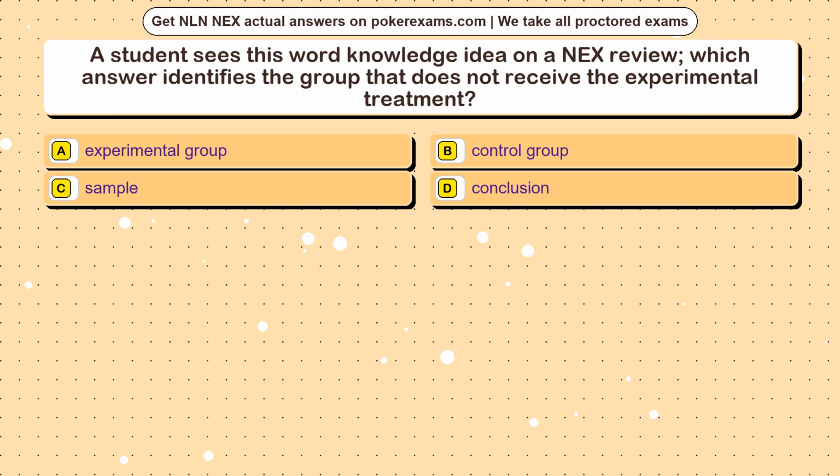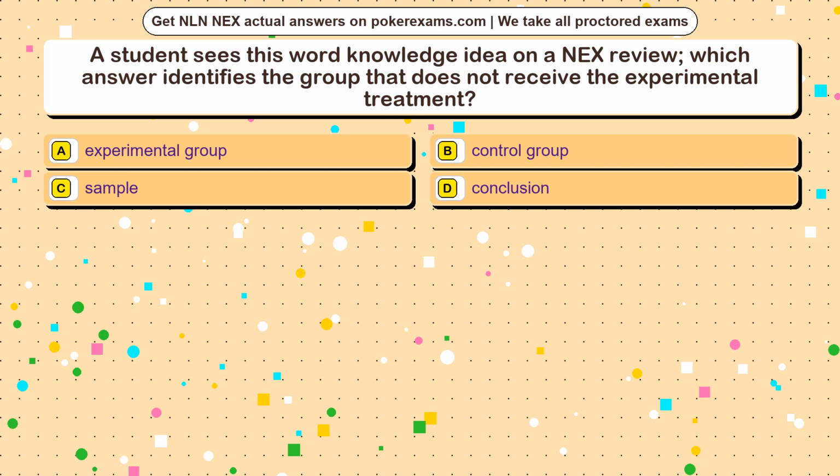Question 10. A student sees this word knowledge idea on a NEX review. Which answer identifies the group that does not receive the experimental treatment? Option A, experimental group. Option B, control group. Option C, sample. Option D, conclusion.